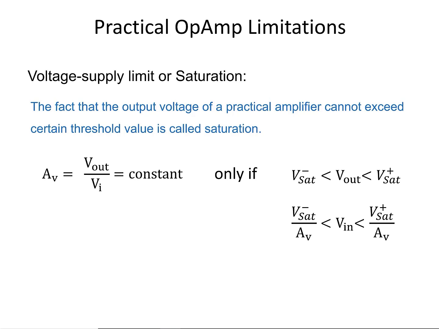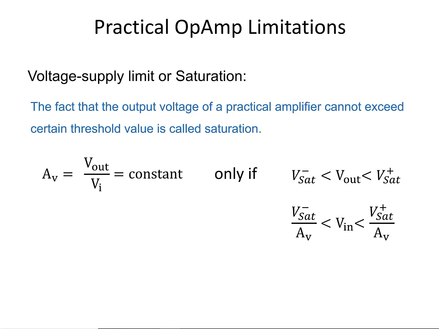Now, the fact that the output voltage of a practical amplifier cannot exceed a certain threshold value is called saturation. So the output of an op-amp circuit cannot exceed the level of external voltage supply that is connected to the op-amp, and it's generally slightly less than this voltage supply limit because some voltage is going to be dropped across the elements inside the op-amp. This maximum voltage value is called saturation voltage.